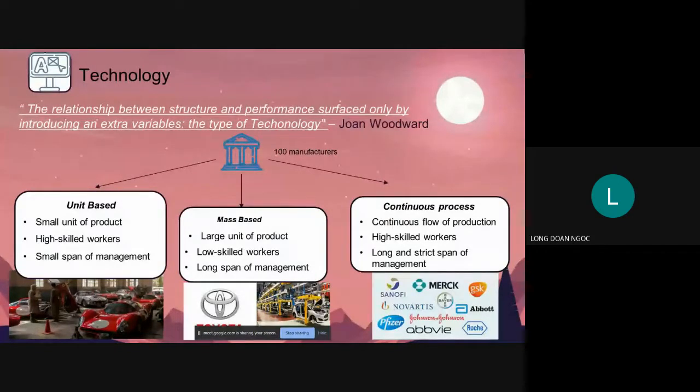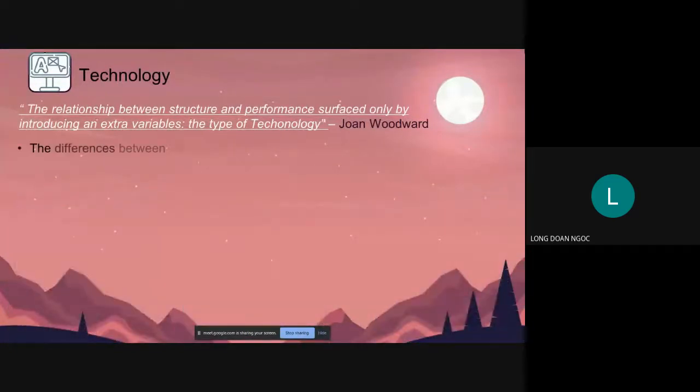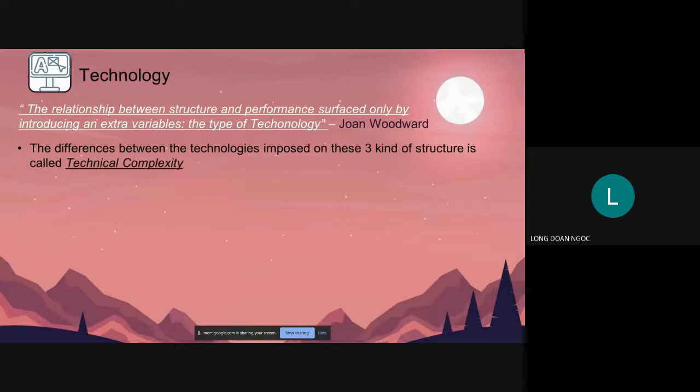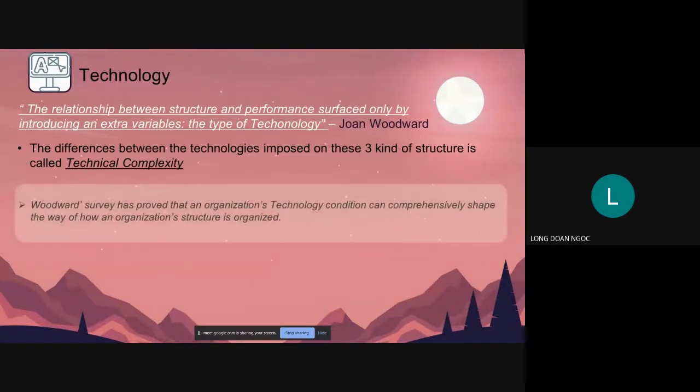So by and large, Woodward's survey has found that the technology condition of an organization can comprehensively shape the way a structure of an organization is organized. We can conclude that there are two main criteria that contribute to the process of shaping an organization structure: by acquiring a specific strategy and suitable technology into a structure, the company can operate as expected.